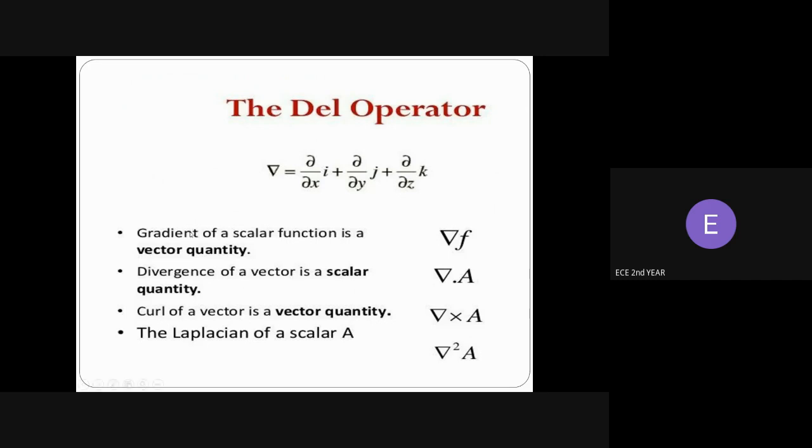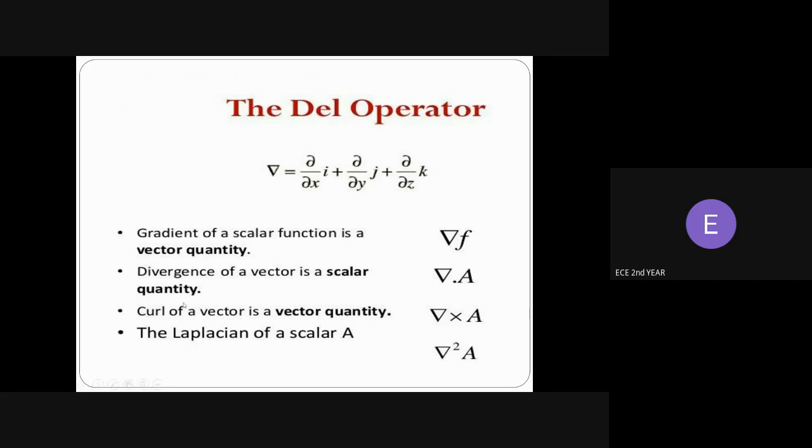Let us see the first one. The gradient of a scalar function is a vector quantity. That means if you take the gradient of a scalar field F, the result is nothing but a vector quantity. A scalar does not have direction, but the gradient of that particular thing is a vector. And the reverse, the divergence of a vector, will give you a scalar quantity. That means the divergence of a vector, del dot A, gives a scalar quantity. Scalar quantity means it has only magnitude and no direction.